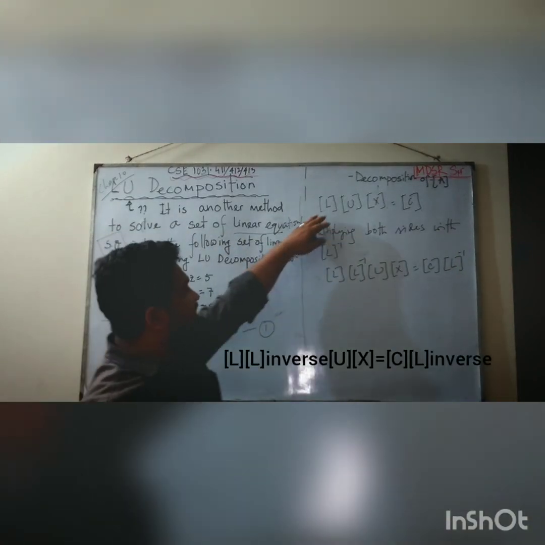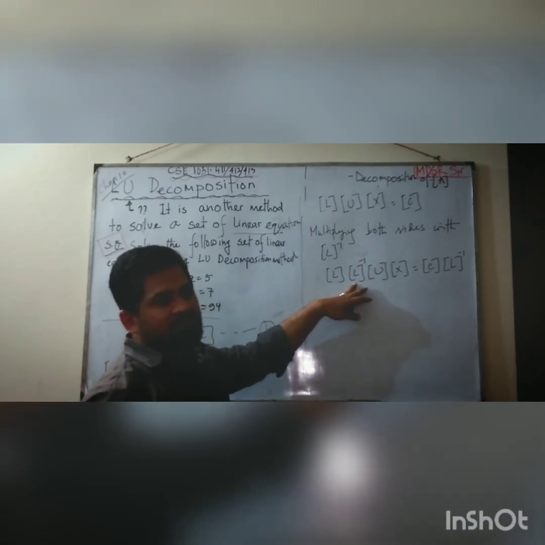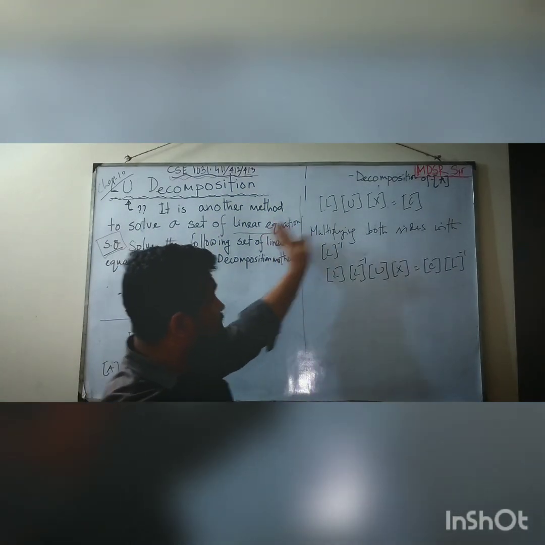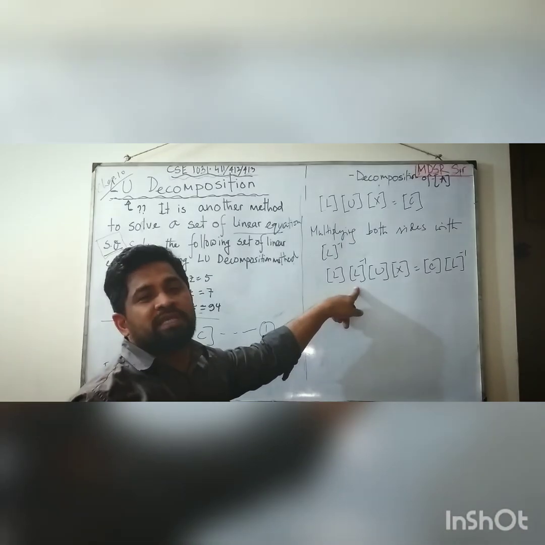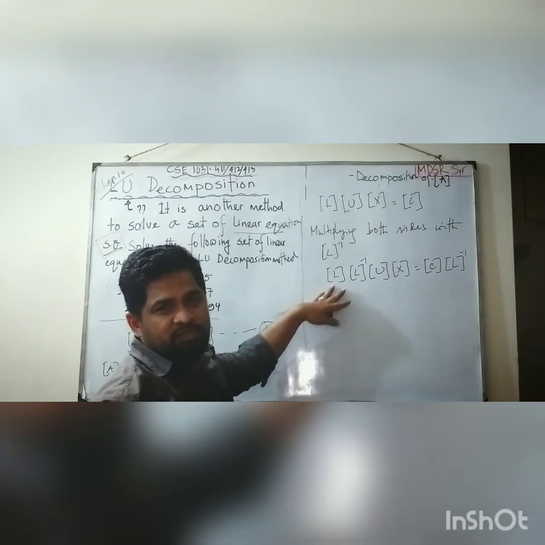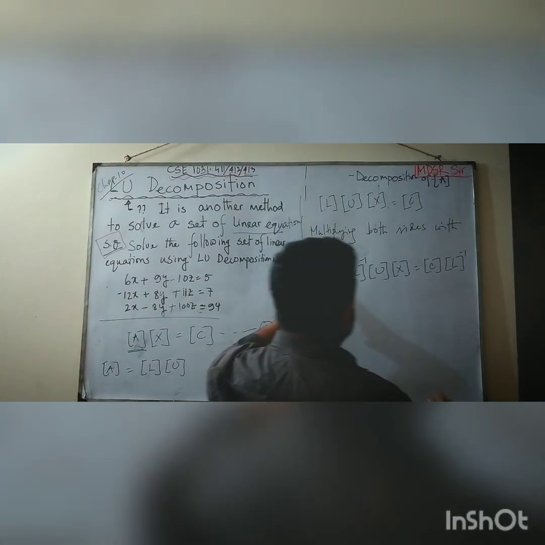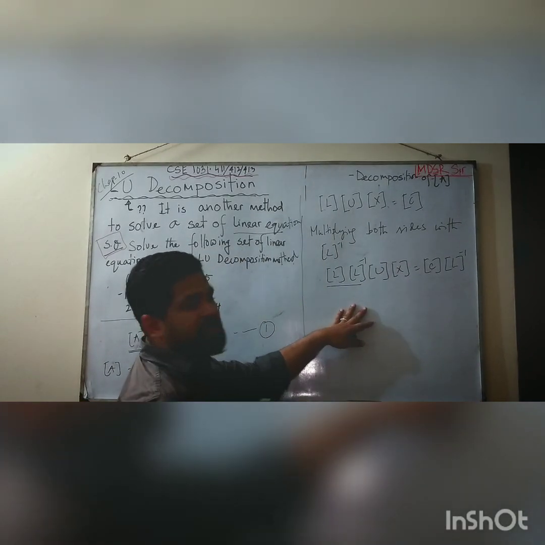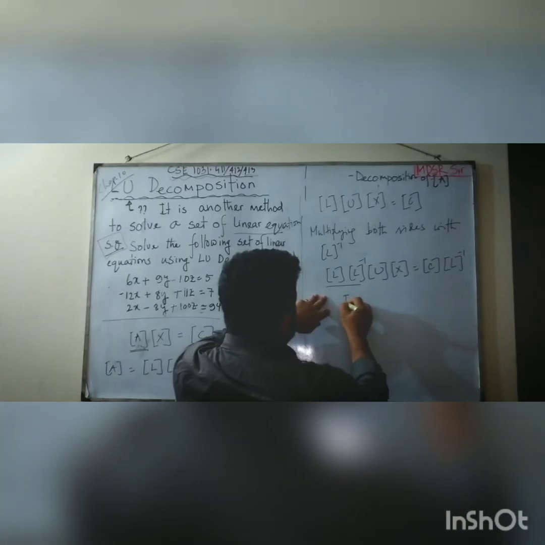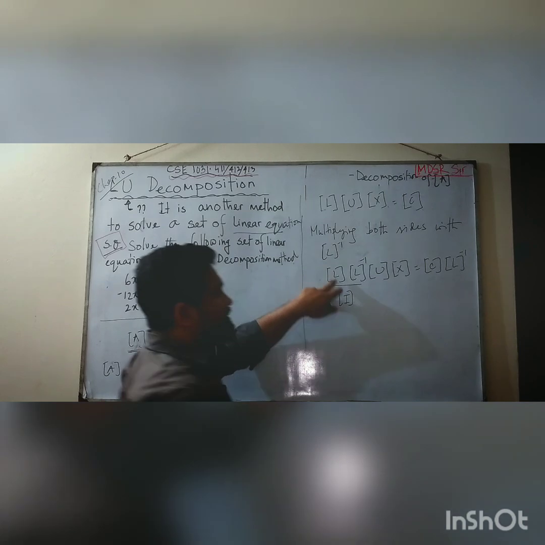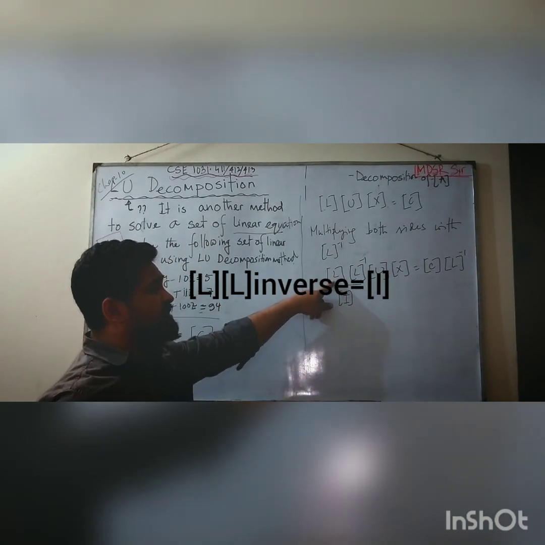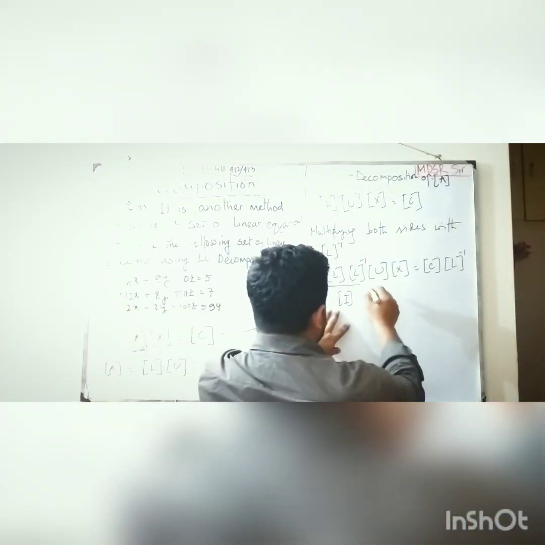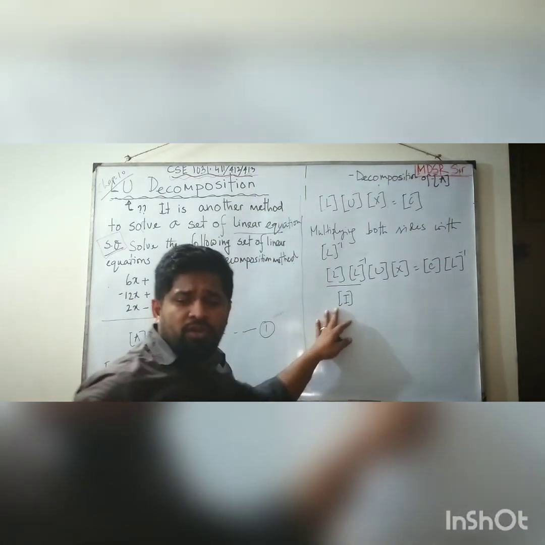If you multiply both sides with the same matrix, the equation doesn't change, because you are multiplying both sides with the same value. So we can do that. Then L inverse times L gives the identity matrix I. Usually if you multiply any matrix with its inverse, you get the identity matrix. We'll talk about the identity matrix later. I know many of you already know it.